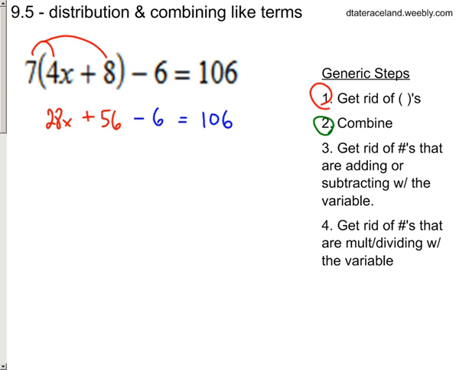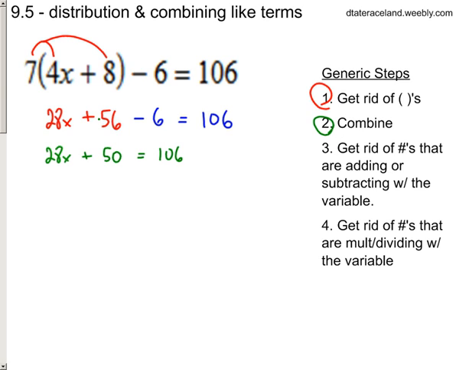That would be combining. Is there anything that I can combine? Do I have any like terms? Well, there's nothing I can do with that 28x because this doesn't have an x, nor does this. But these are just numbers, and 56 minus 6 is 50. So that let me be able to combine them.